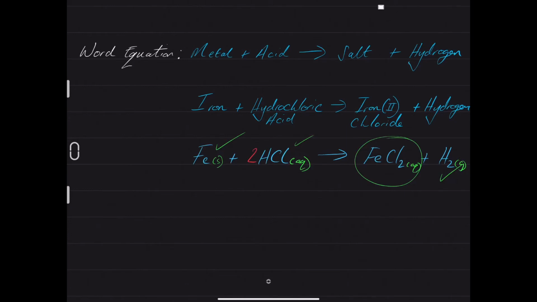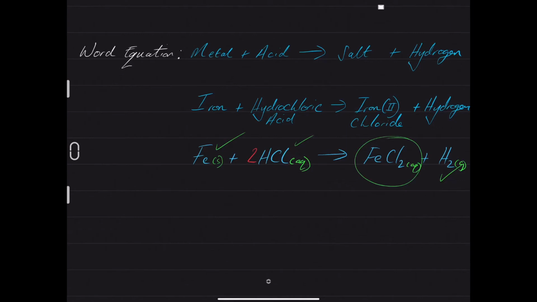What I want you to do is pause the video here, and I want you to tell me how you could prove that hydrogen gas has been given off. So let's say you're conducting this experiment in a test tube, and I want you to tell me how you could prove that hydrogen gas has been given off, and I want 2 points for this answer. So 2 ways in which you could prove that hydrogen gas has been given off.